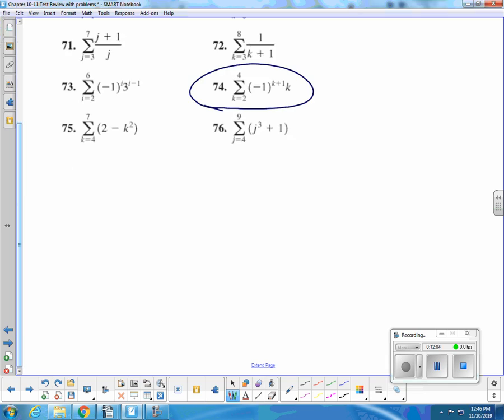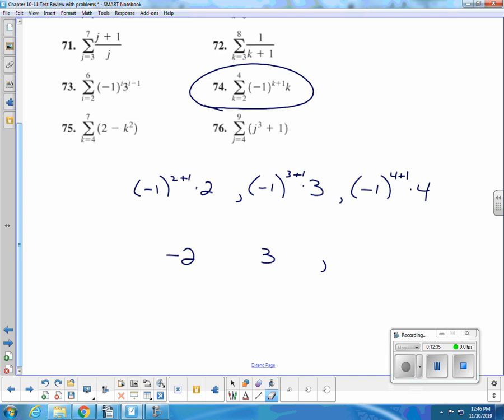So you have to find the terms of the sequence 2 through 4. So we're going to plug in a 2. And we're going to plug in a 3. And we're going to plug in a 4. And we're going to add all those up. So negative 1 to the third is negative 1 times 2 is negative 2. Negative 1 to the fourth is a positive 1 times 3 is 3. Negative 1 to the fifth is negative 1 times 4 is negative 4.